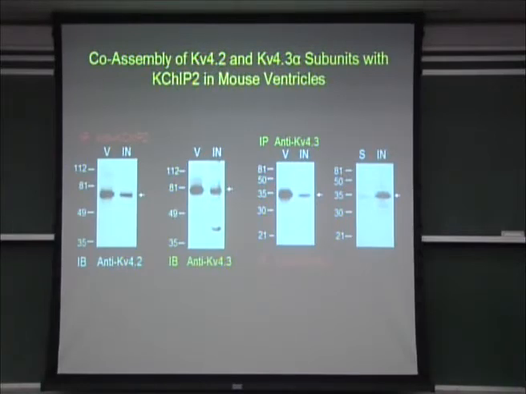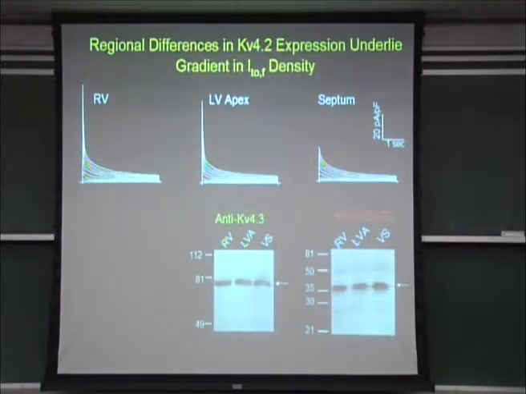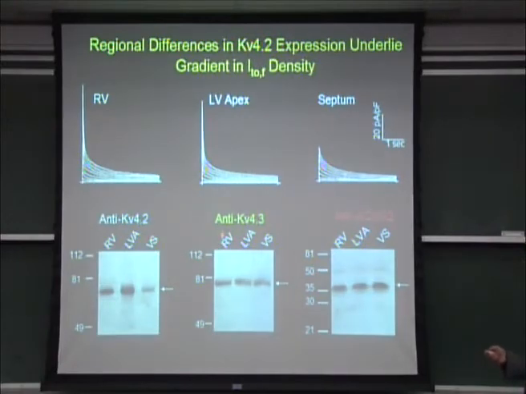So one of the interesting things that we wanted to know was what underlies this gradient of expression of the fast transient outward current in the ventricle. And so we asked the question, are there differences in expression of KB4.3, K-chip 2, or KB4.2 in the ventricles? So these are Western blots again from the right ventricle, the apex, and the septum. There's no appreciable difference in K-chip expression or KB4.3 expression, but there's a steep gradient in KB4.2 expression, suggesting that KB4.2 is the primary determinant of this gradient, at least in the mouse.